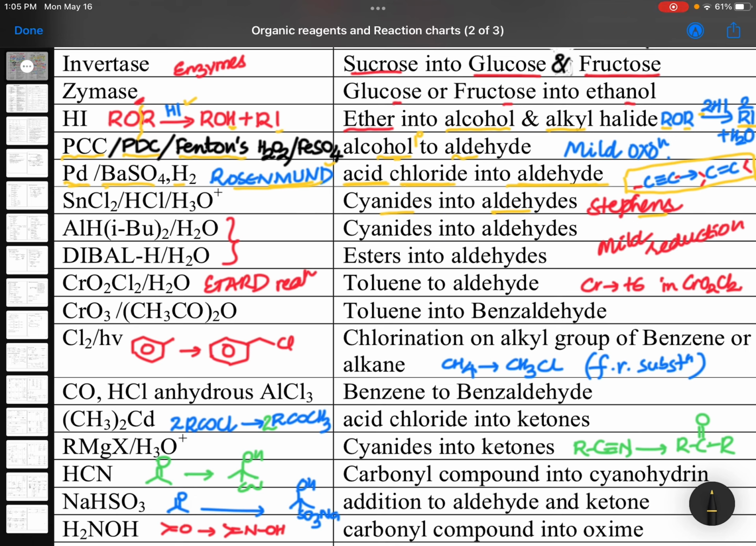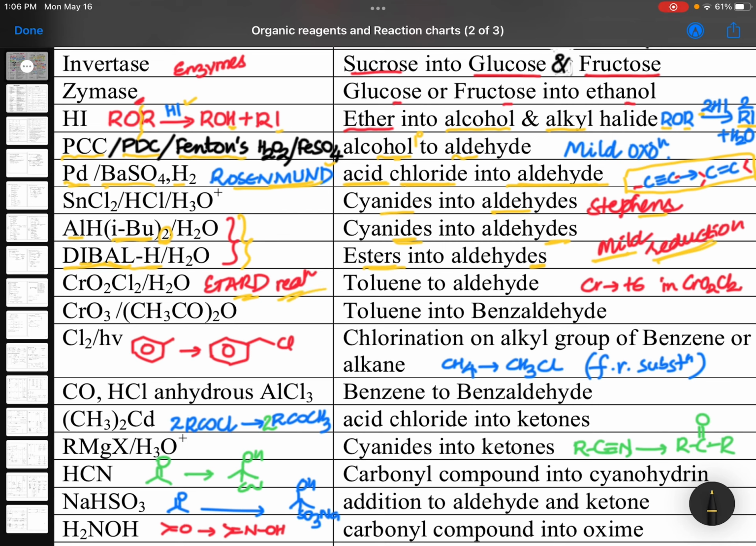Aluminium hydride with isobutyl taken twice. This is nothing but DIBAL-H. DIBAL-H means di-isobutyl aluminium hydride: two isobutyl groups with one hydrogen on aluminium. This is for mild reduction, you can say. In mild reduction cases, cyanides can be converted to aldehydes and esters can be converted to aldehydes. So for this purpose, you can use both. These are the same. Now DIBAL-H, di-isobutyl aluminium hydride.